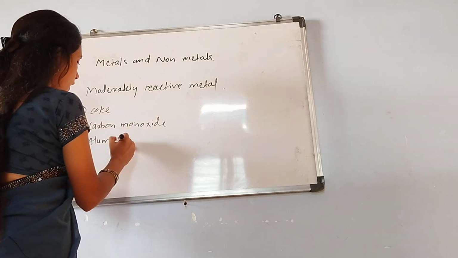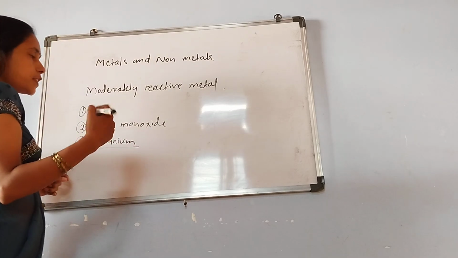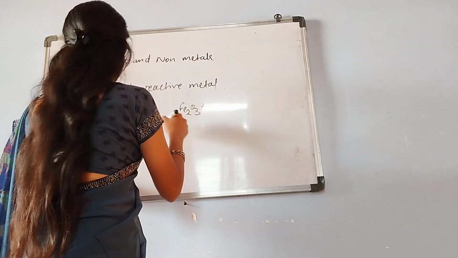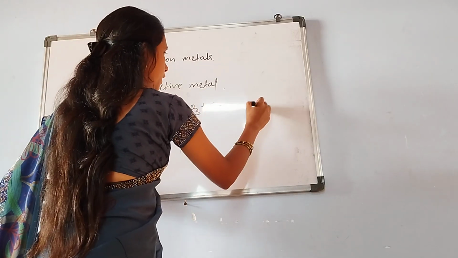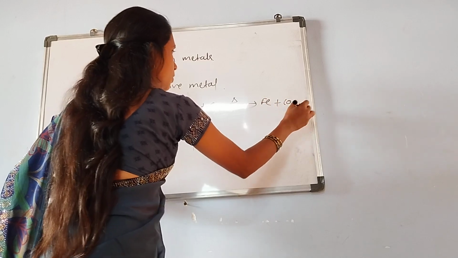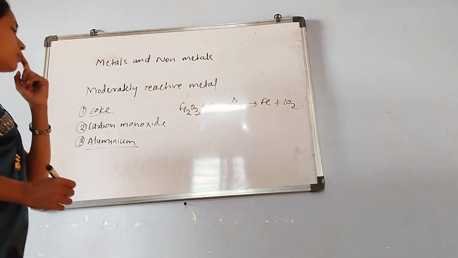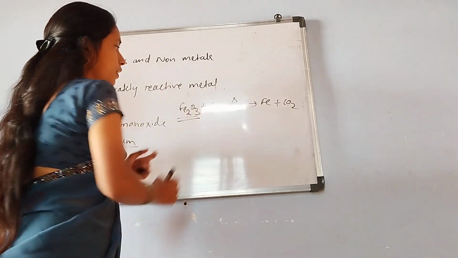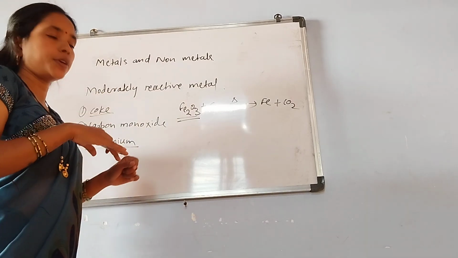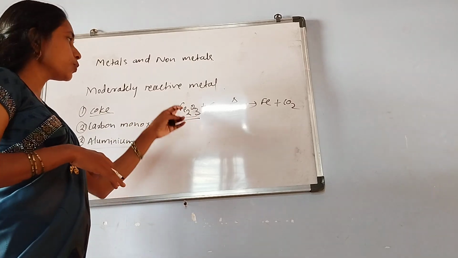So coke. First we can take an example of Fe2O3 plus coke, that is C, and we heat it, then we get Fe, pure iron, plus CO2. So this is in the case of moderately reactive metals. For example, Fe2O3 we have taken, and we have already done the concentration of ore. In that we try to remove the impurities, but there are still certain impurities, so we have to remove those impurities in this case.